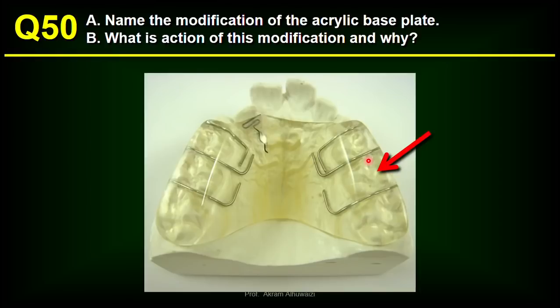Name the modification of the acrylic base plate. It's a posterior bite plane. What's the action? The action is that it opens the bite anteriorly. And why? So that it allows for the correction of anterior cross bites.